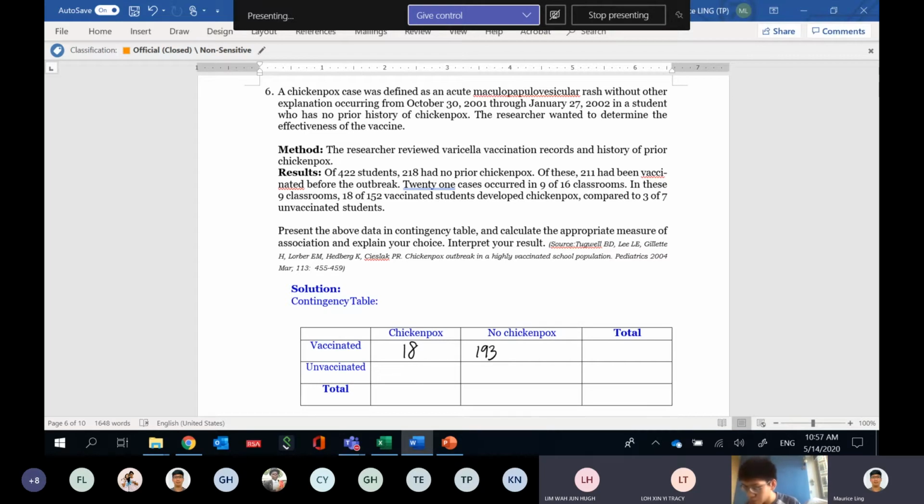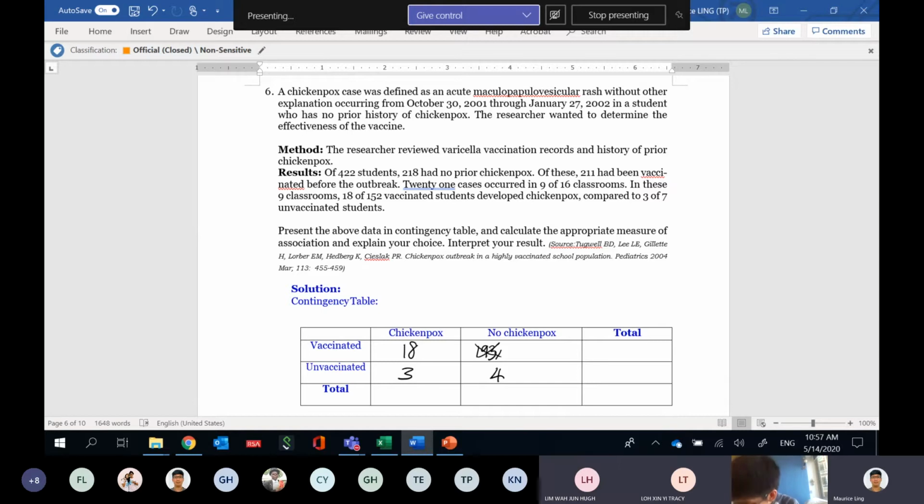And total is 211. Okay, so this part is wrong already. How about chickenpox without vaccination? 3. Correct. Then no chickenpox, no vaccination? 4. Okay, correct. Why is this wrong? Because in order to test for vaccination, you can only use those that have no chickenpox in the first place. So you have to remove those that have no chickenpox to begin with. Otherwise, the vaccination doesn't work.